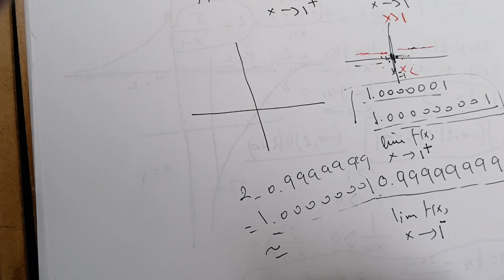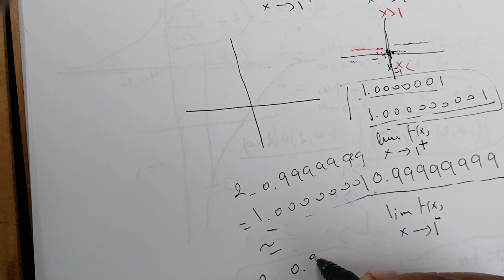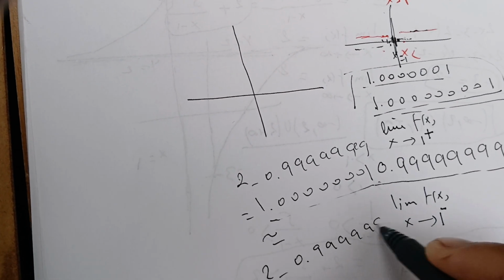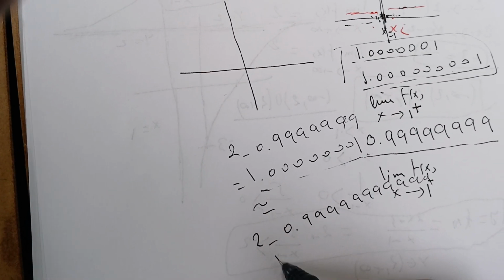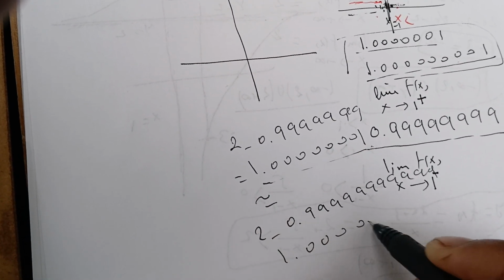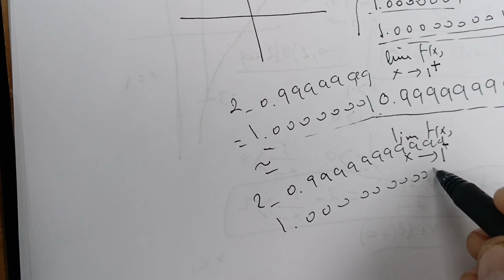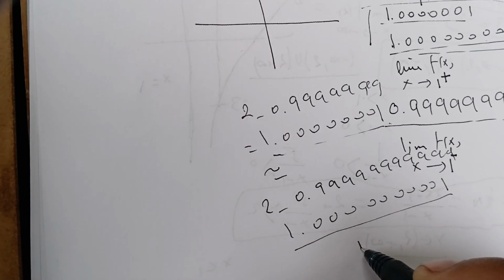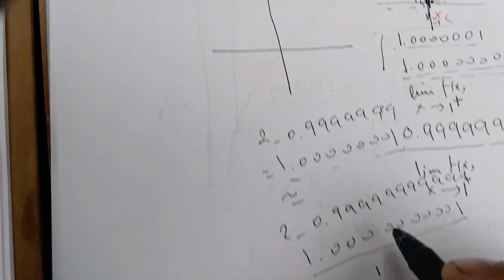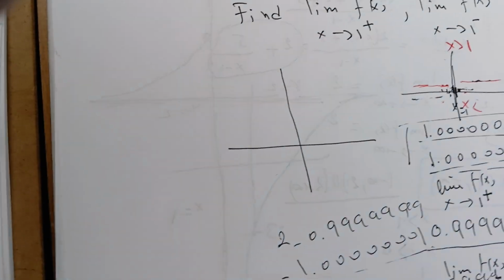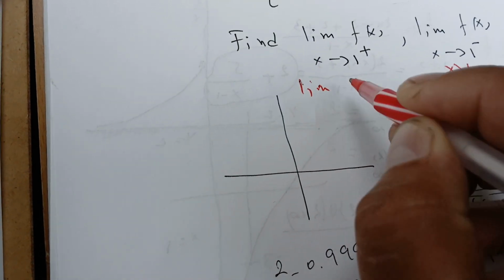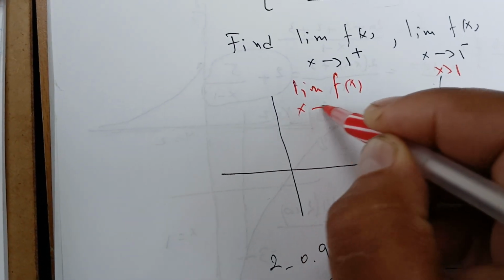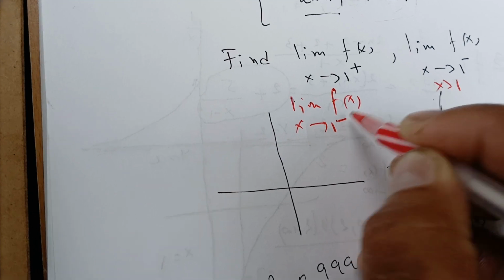So let's use another number, 0.999999999. So what do I get? I get 1.000000001. This is 1, yes. So what do we say? In this case, we are sure now that the limit of f of x as x goes to 1 from the left is 1.